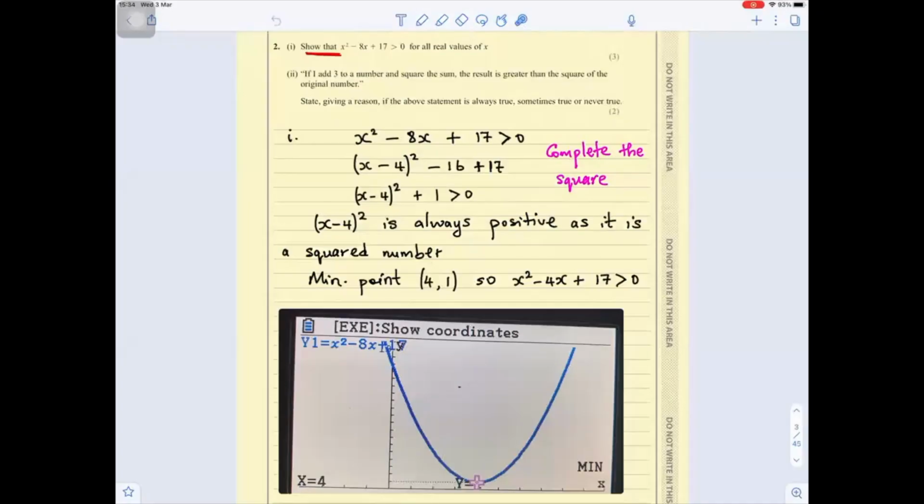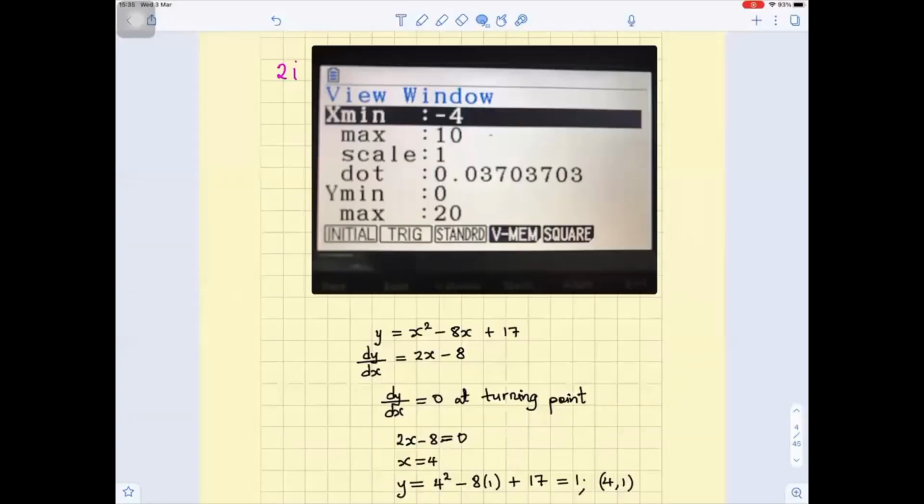And if you put it in your calculator and plot the graph y equals x squared minus 8x plus 17, you will see that it's above 0. The minimum point there is above 0. So it's shown that the minimum point is 4, 1, and it's above 0, and you've done it algebraically. When you do it in the graph, you will use minus 4 as the x minimum, and 10 for x maximum, and 0 for y minimum, and 20. That will show it clearly.